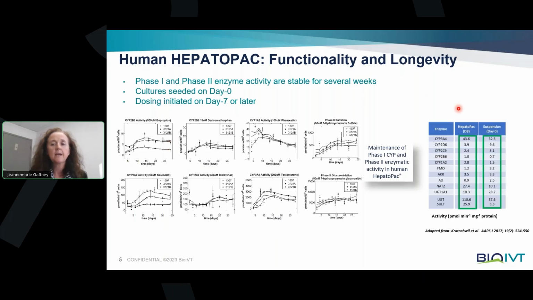Over here, you can see, as I mentioned, it does take about a week for the cultures to mature. So here's an example of HEPATOPAC at day 8 compared to suspension. Freshly isolated hepatocytes in suspension would be considered a gold standard for hepatocyte function. And the HEPATOPAC model at its mature state does perform comparable to hepatocytes in suspension.